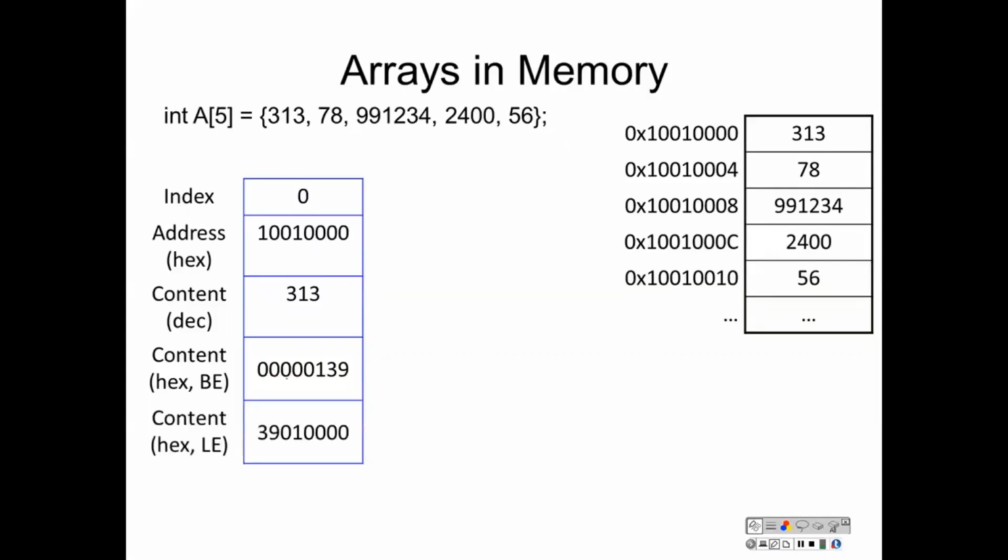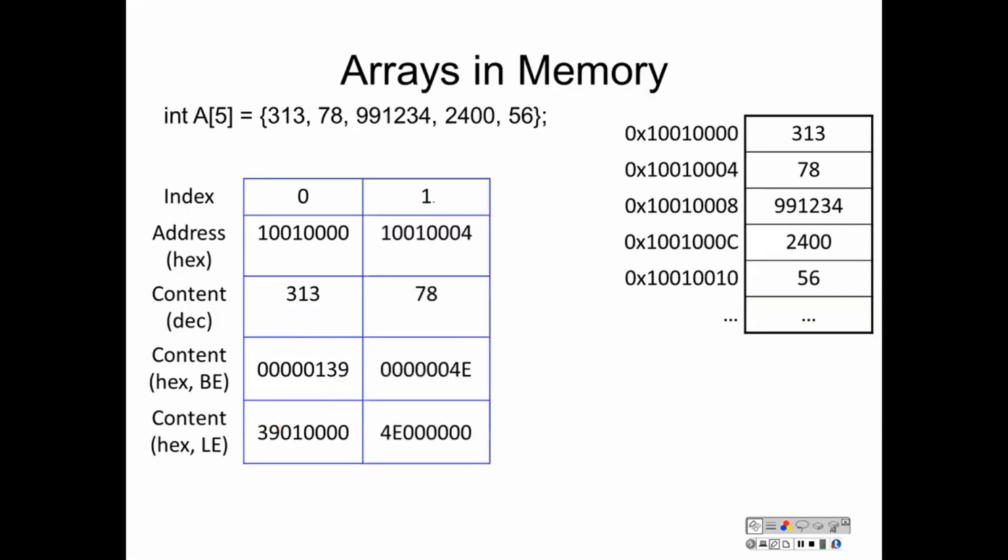In a Little Endian architecture, these last two nibbles, the last byte of the word in Big Endian, is swapped in the memory. So that byte containing the hexadecimal 39 would actually appear first at this address. Array index 1, starting at address 10010004. And the decimal contents of 78, when you load and store it, would have a Big Endian representation of 0000004E, and a Little Endian representation, 4E000000.